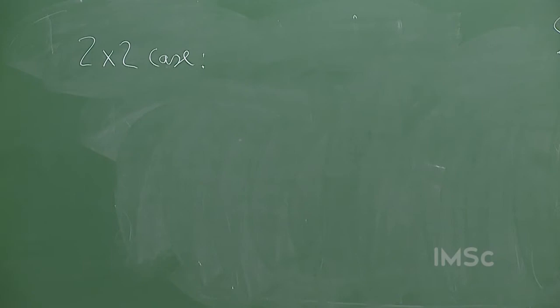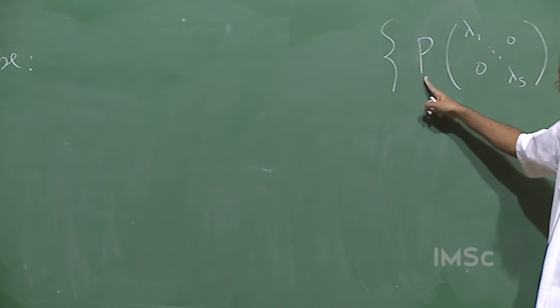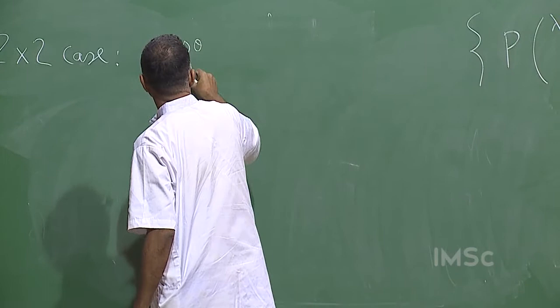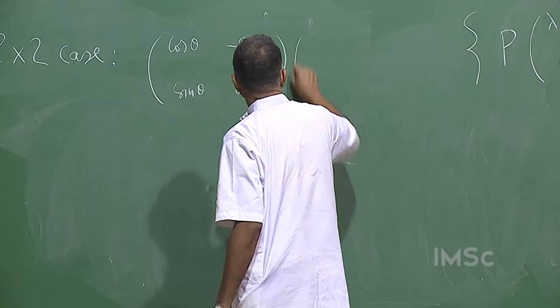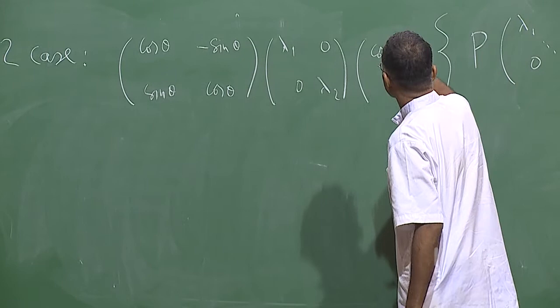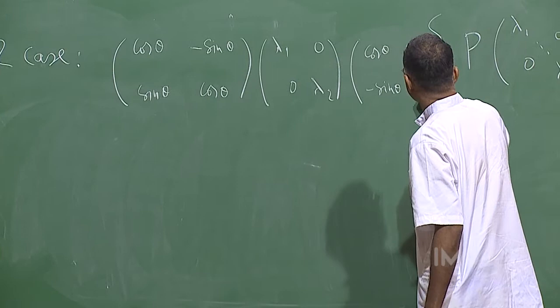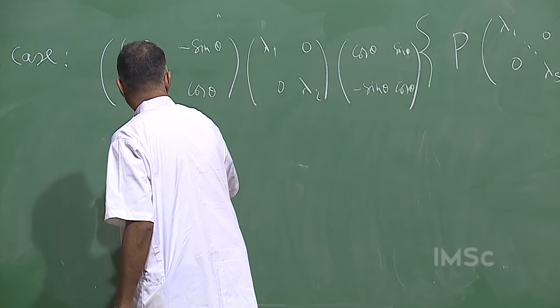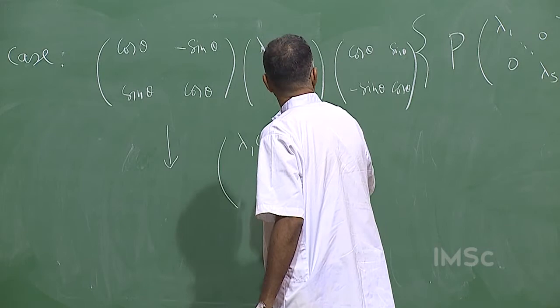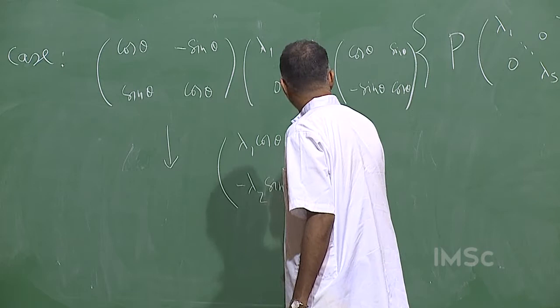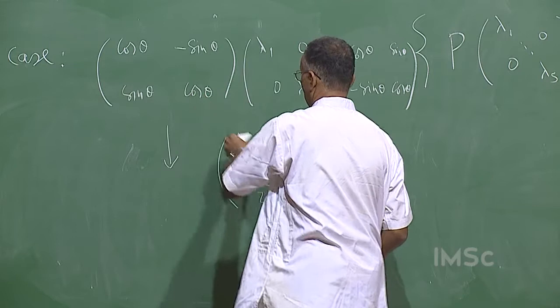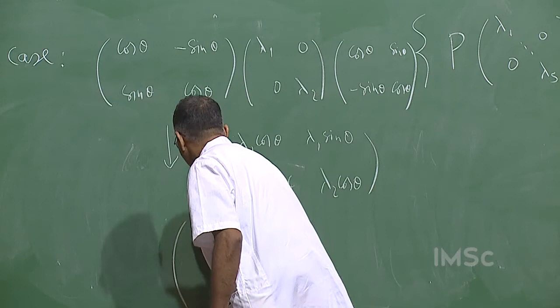And we know how every special orthogonal matrix looks. So it precisely consists of sets like this: cos theta, sine theta, minus sine theta, cos theta, into lambda 1, lambda 2, and then the transpose of that, and then sine theta, cos theta. Right? I just have to compute this. So let's do this. Lambda 1 multiplies the first row, lambda 2 multiplies the second row, and then I do this. So here is lambda 1 cos square theta plus lambda 2 sine square theta.